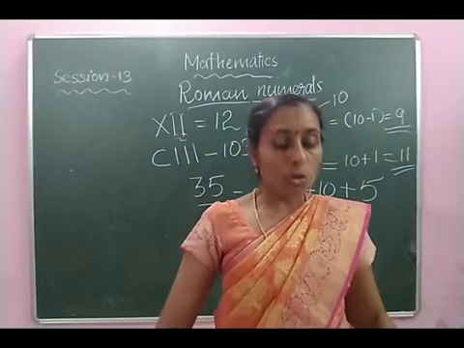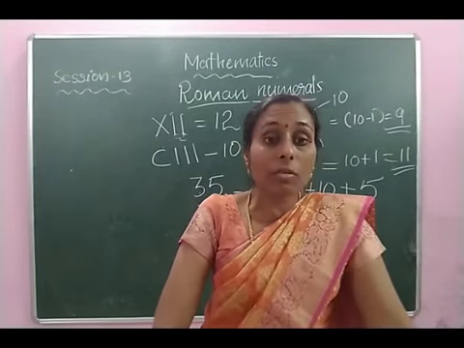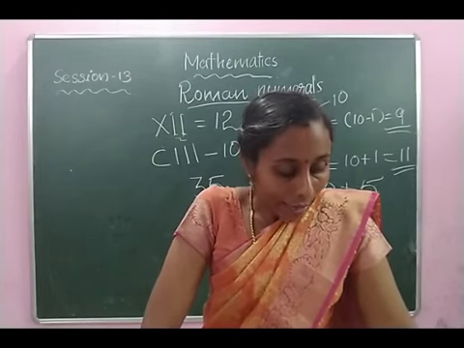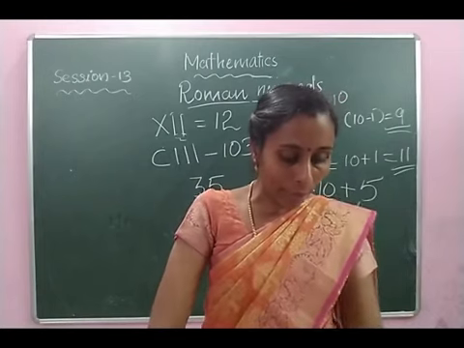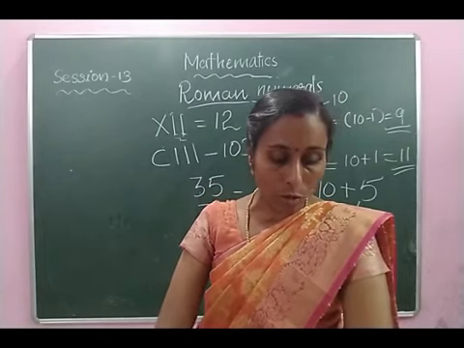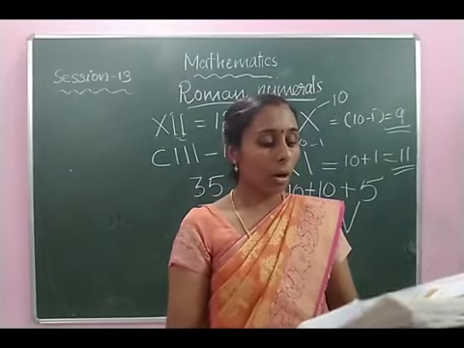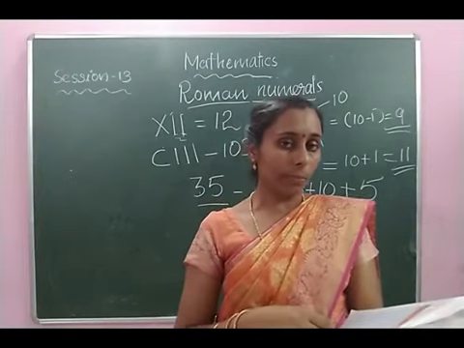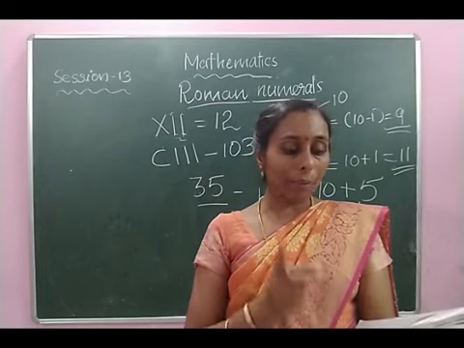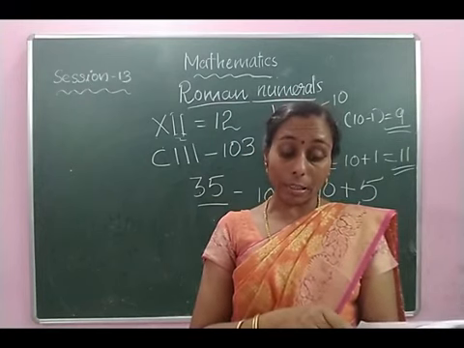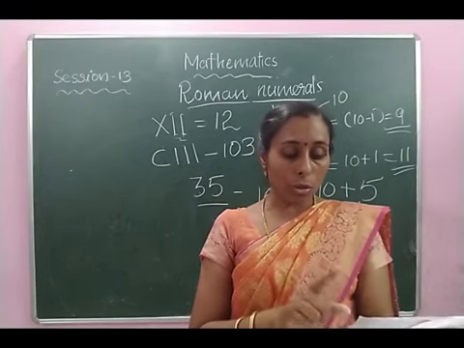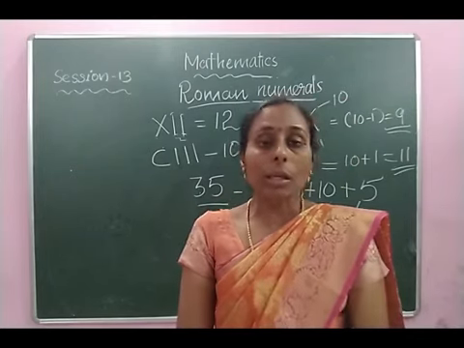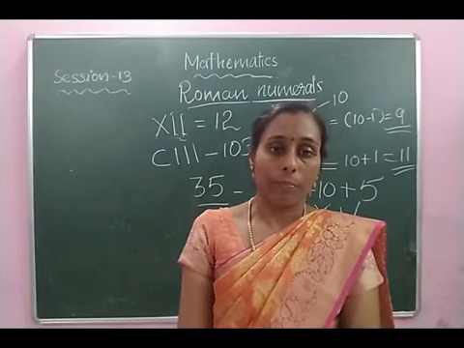Okay. When a smaller numeral comes between two greater values, that should be subtracted from the value of the greater numeral on its right. Or when a smaller numeral comes between two greater Roman numerals, it should be subtracted from the value of the larger value immediately after.